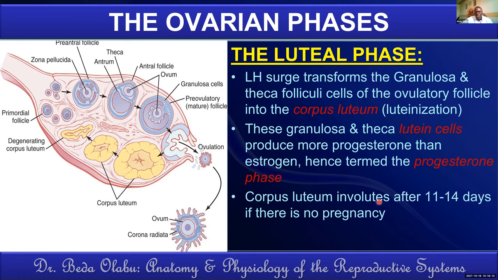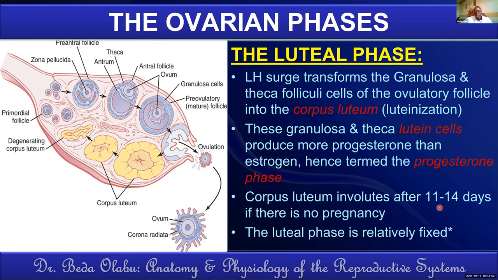The corpus luteum, however, does not last forever. It is known to last for about 2 weeks, and then it involutes if there's no pregnancy. If there is pregnancy, there must be something that will trigger it to persist, and that's what we call HCG, human chorionic gonadotropin, so that the corpus luteum can continue producing progesterone. But if there's no pregnancy, there is no HCG, the corpus luteum involutes, and that means what? That its hormonal function also declines.